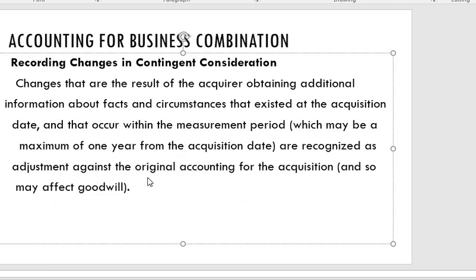Okay, so what if may changes in the fair value of the contingent consideration?